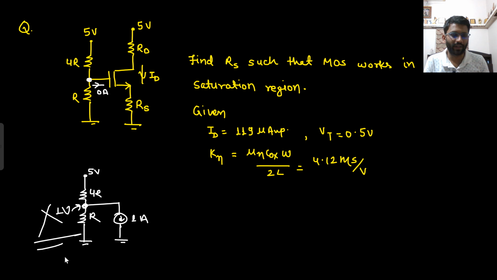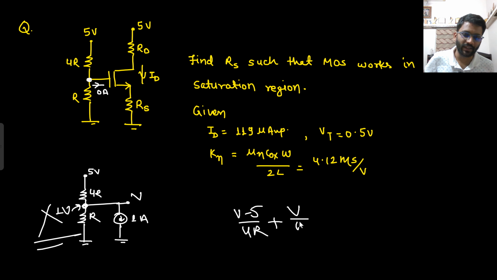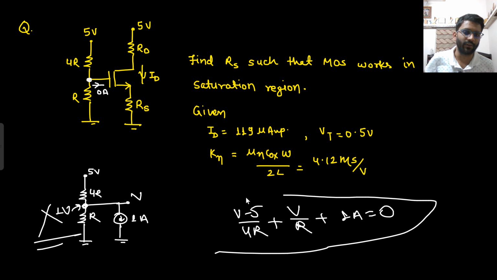Are you getting this point? अगर यहाँ से करंट नहीं जा रहा तभी तो वोल्टेज डिवाइडर लगाओगे. R1 by R1 plus R2 into V in. If it is driving some current, then you can't apply voltage divider. What you will have to do? You will have to assume a voltage V here. So (V minus 5) by 4R plus V by R plus 1 ampere is equal to 0. Then you can find the value of V.